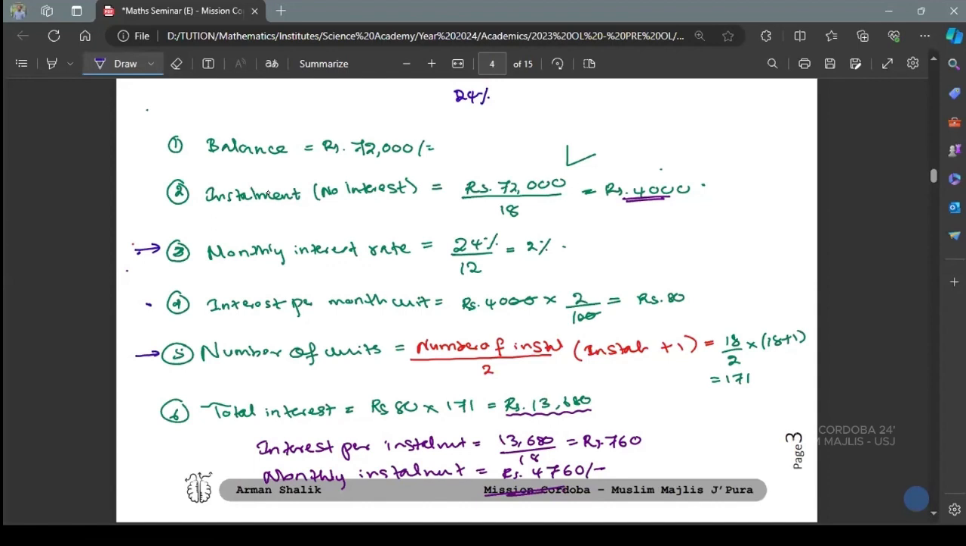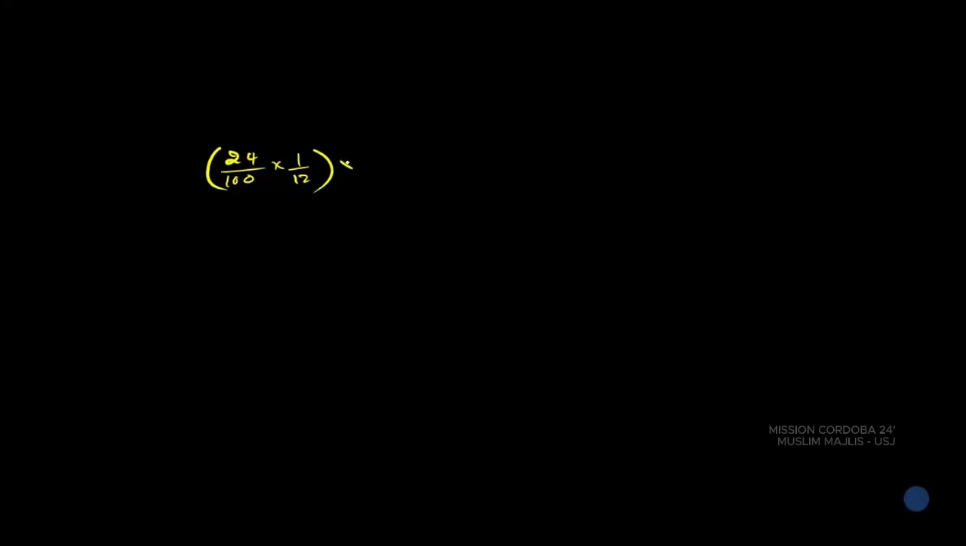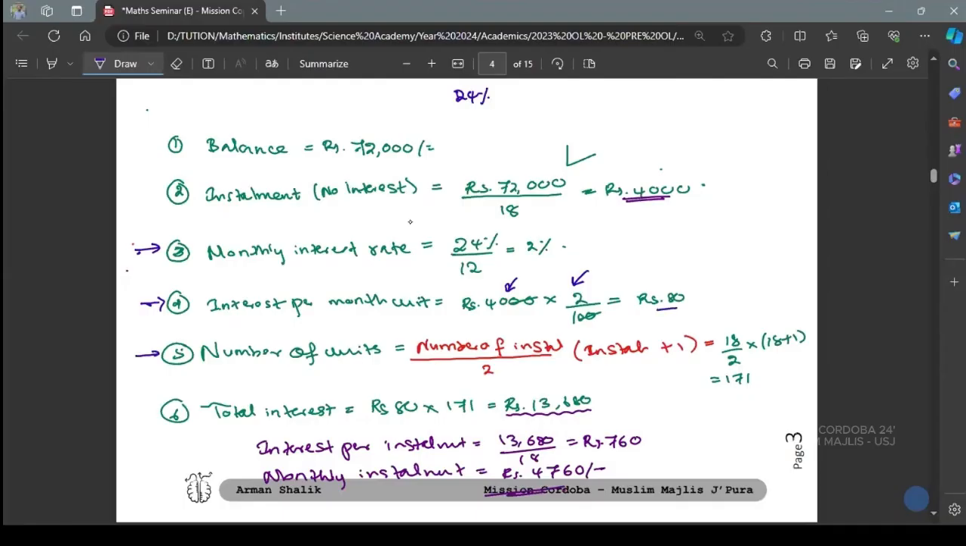Now, I'm going to do the fourth step here. Interest per month unit. To calculate the interest per month unit, what did you do? Interest-free monthly installment multiplied with the monthly interest rate. So here we have the monthly interest rate. If you multiply this one with 4,000, this one will give you the interest per month unit. Interest per month unit multiplied with the number of month units, it will give you the total interest.